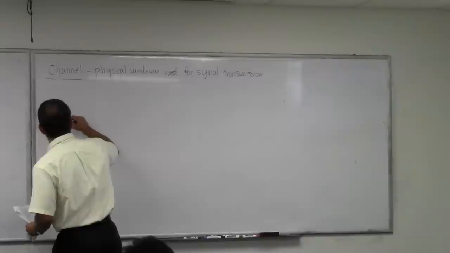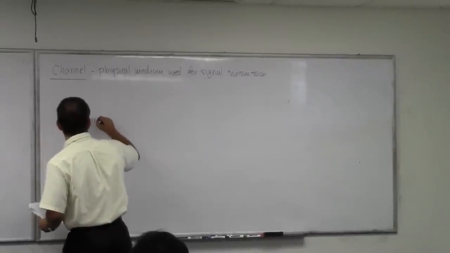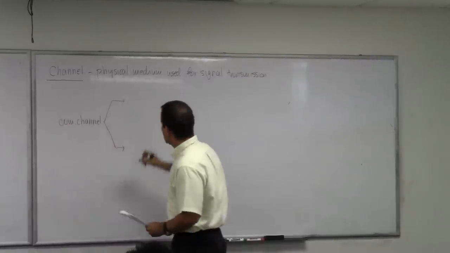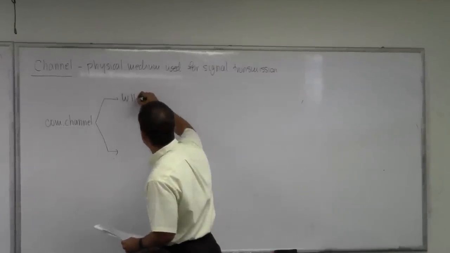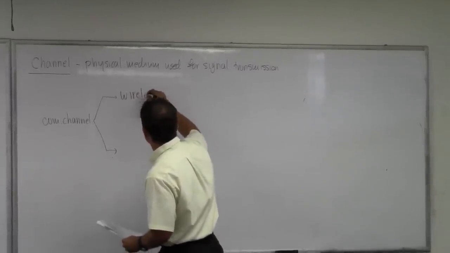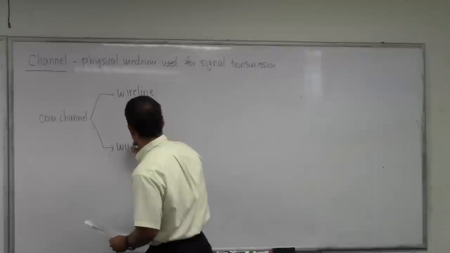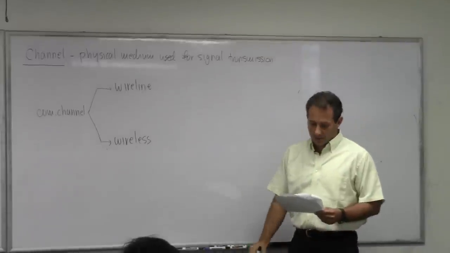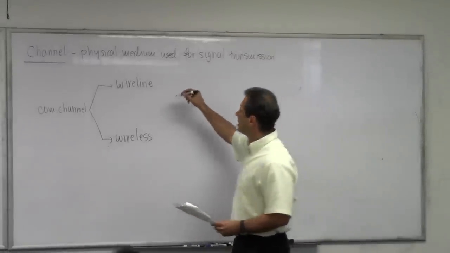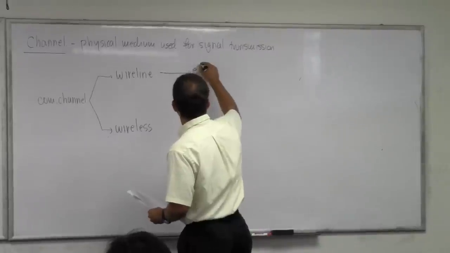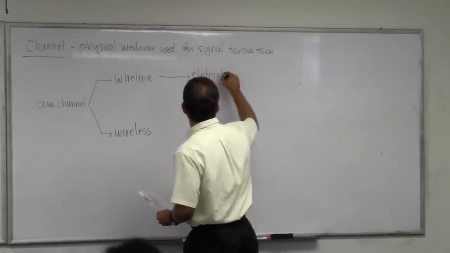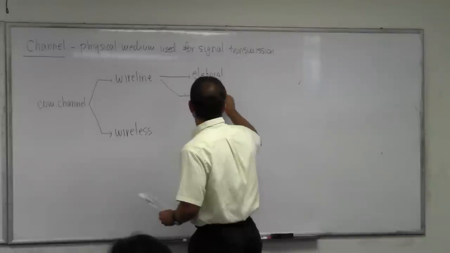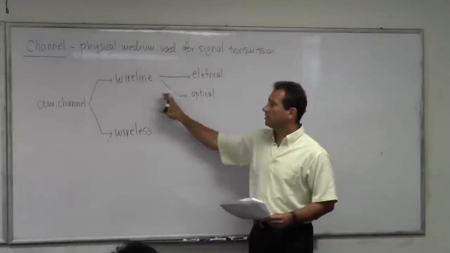So if I say communication channels, there are two major types. There is what we can refer to as wireline, and there's what can be referred to as wireless. If you're talking about the wireline channels, you can have electrical and then optical. Electrical wireline channel or optical wireline channel.